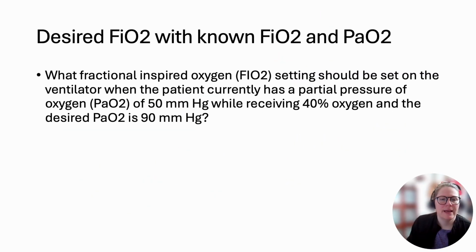All right, let's solve for desired FiO2 with known FiO2 and known PaO2. Let's go ahead and read this problem. What FiO2 setting should be set on the ventilator when the patient currently has a partial pressure of oxygen, PaO2, of 50, while receiving 40% oxygen, or FiO2, and the desired PaO2 is 90. So the patient's PaO2 is 50, we want it to be 90, but we're giving them 40% FiO2, or oxygen.